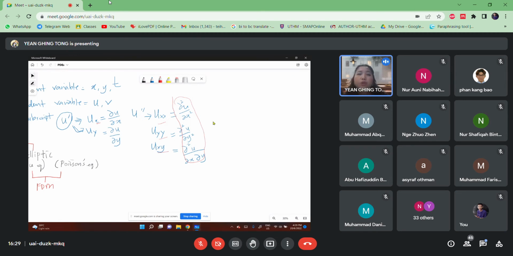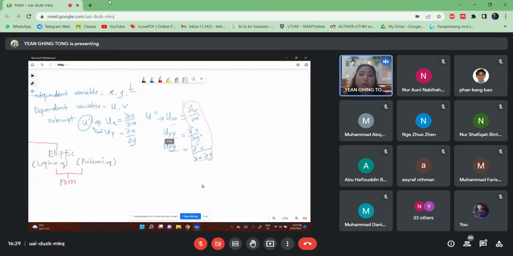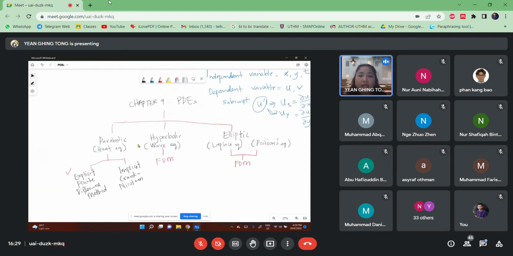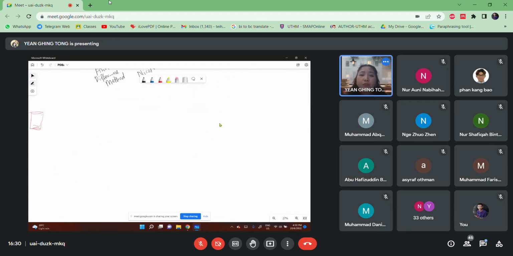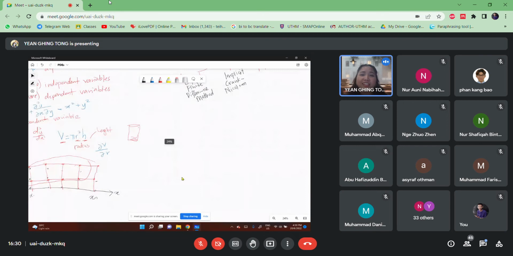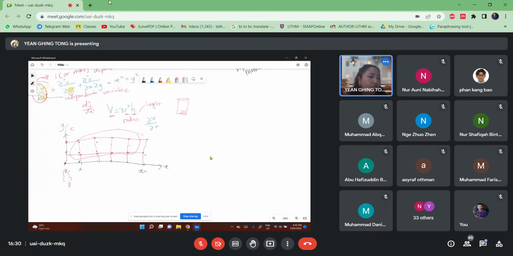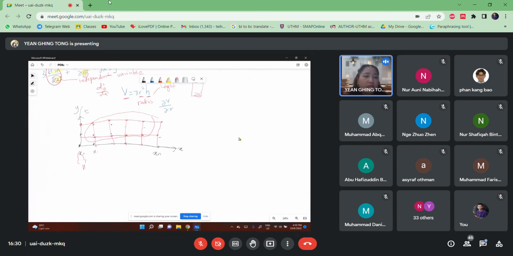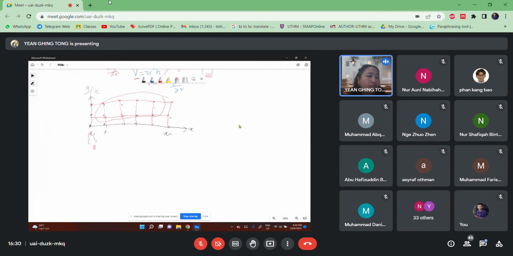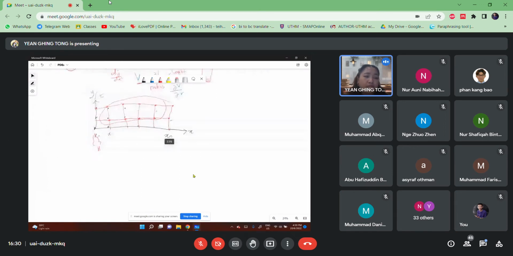Okay, since we just mentioned PDE, we have three categories of PDE, which are parabolic, hyperbolic, and elliptic. How are we going to categorize whether a PDE is parabolic, hyperbolic, or elliptic? Based on the equation here, let's say now we focus on the linear second order PDE with two variables.